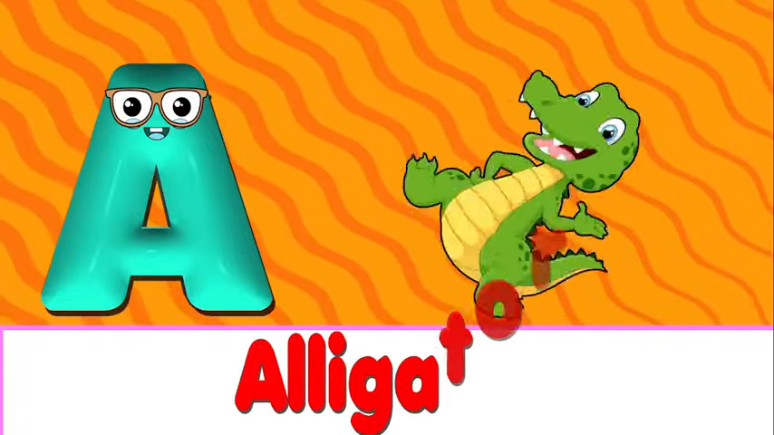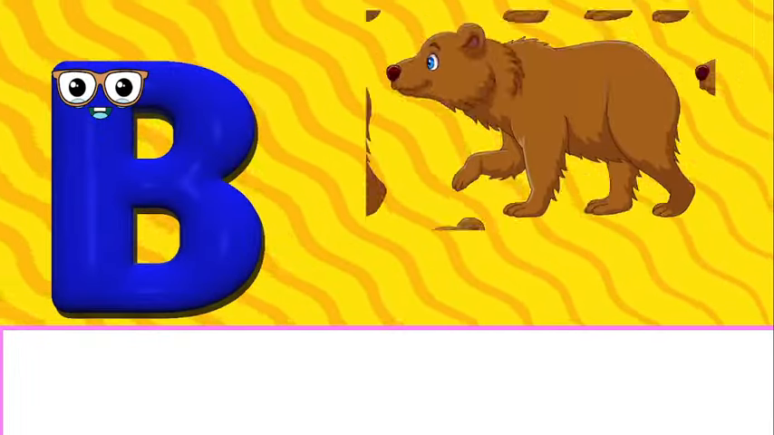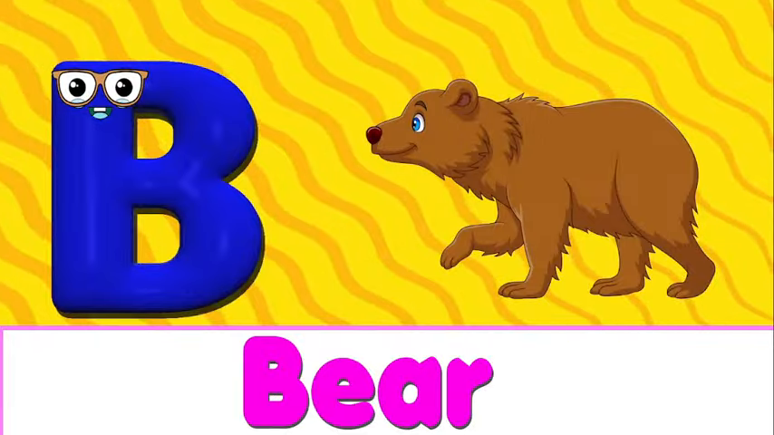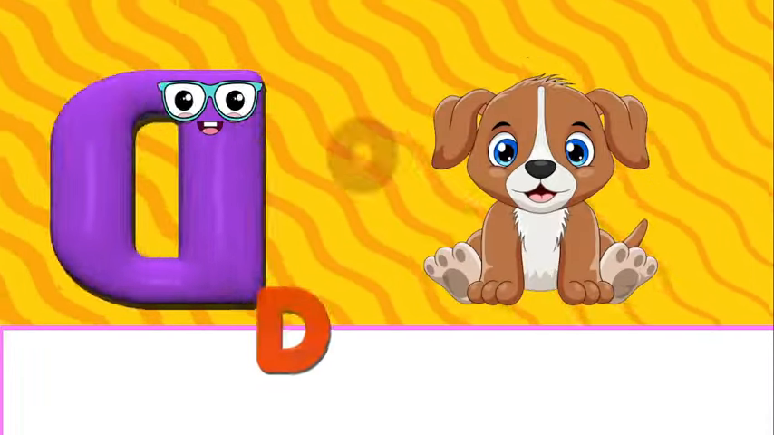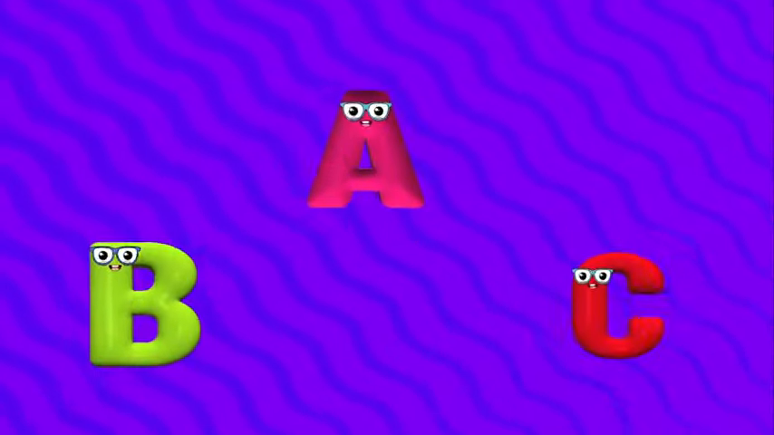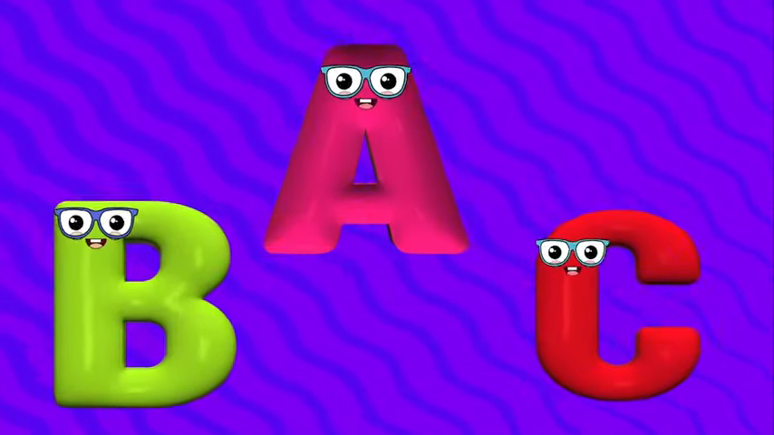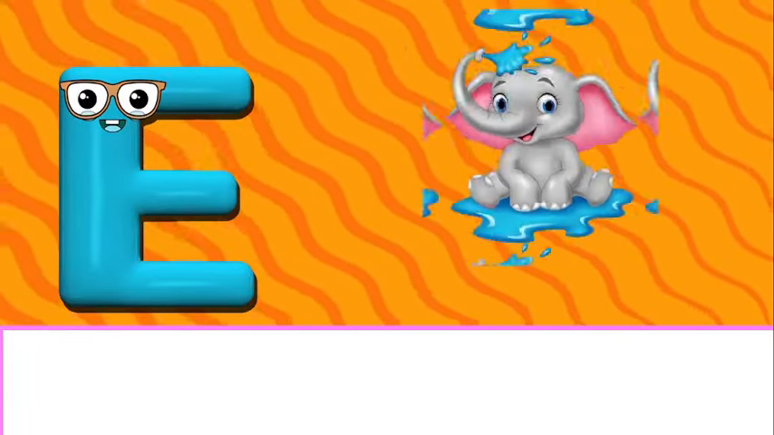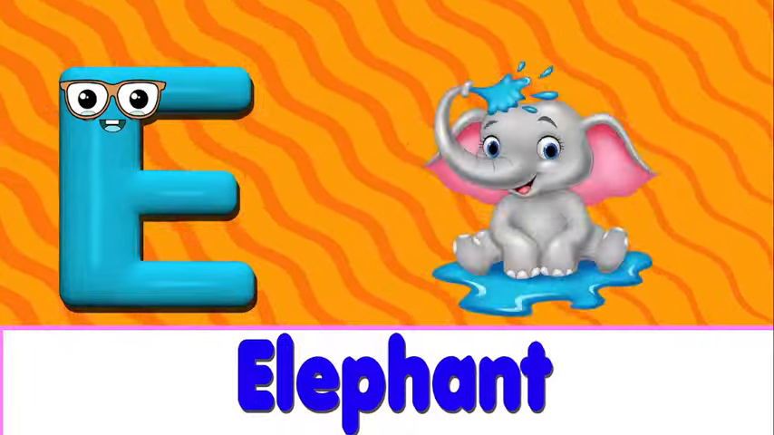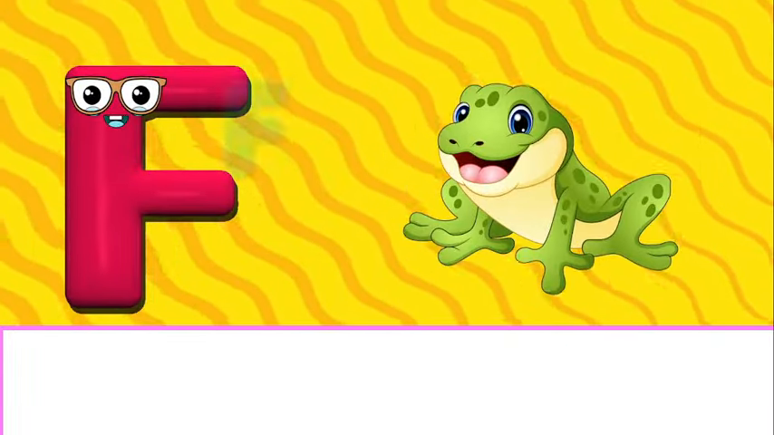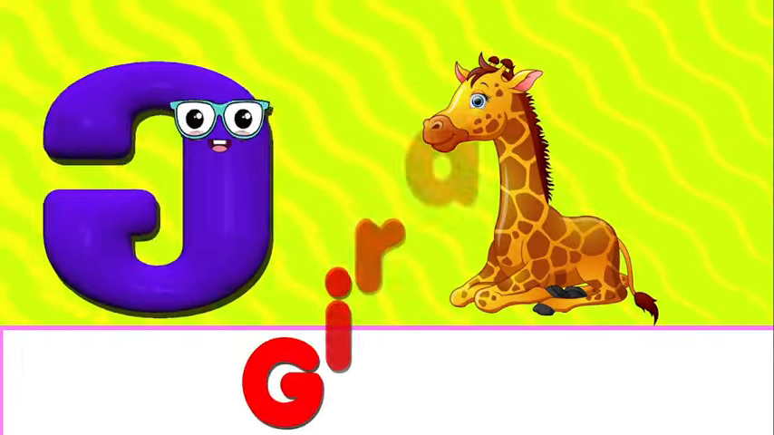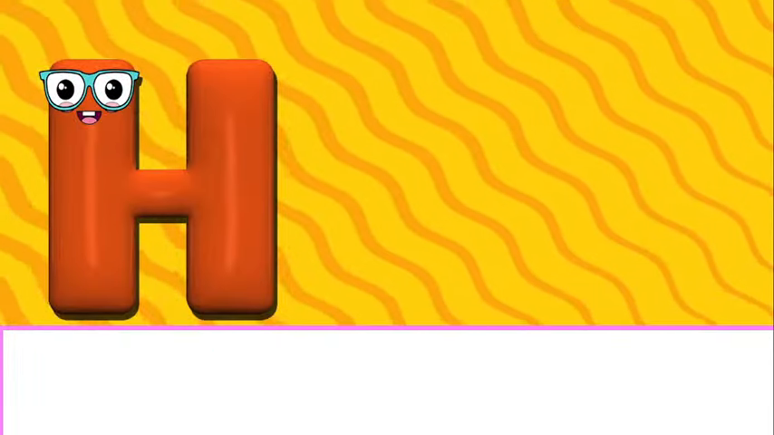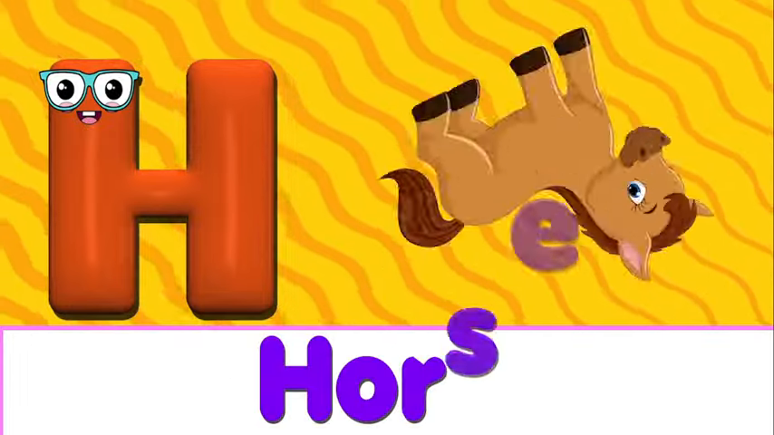A is for alligator. A, a, alligator. B is for bear. B, b, bear. C is for cow. C, c, cow. D is for dog. D, d, dog. E is for elephant. E, e, elephant. F is for fox. F, f, fox. G is for giraffe. G, g, giraffe. H is for horse. H, h, horse.